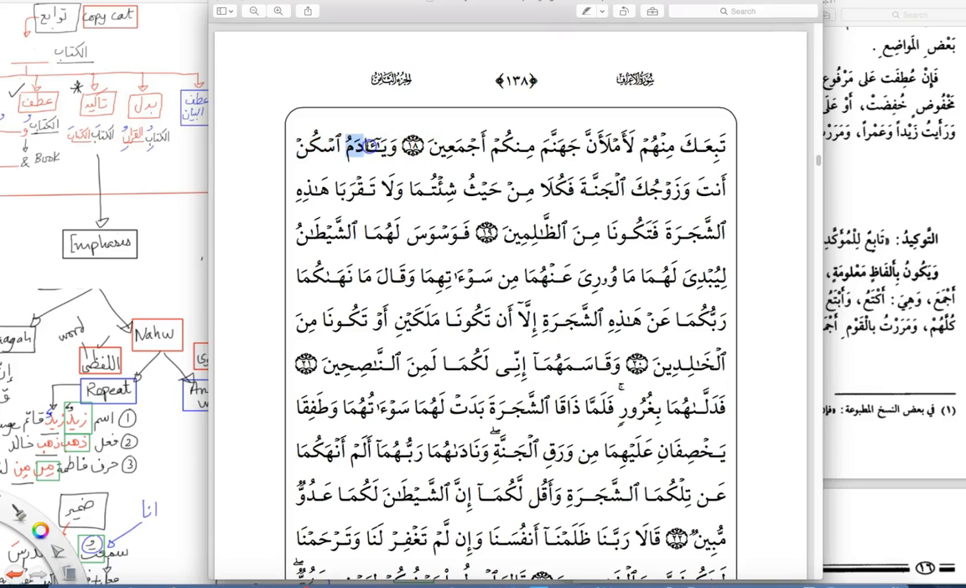Adam is the munada. Uskun is the amr, command. Anta. Now, inside of uskun, there's anta already there. So why do you need to repeat anta again? If you repeat anta after uskun, what does that mean? Remember we said over here, by repeating a damir munfasil after a fi'l, that damir is treated as ta'keed. You don't call anta the fa'il of uskun, because uskun automatically is considered to have the fa'il, the damir fa'il, inside of it.